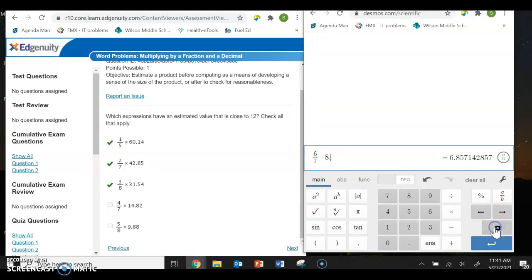Here's one where you have to check multiple answers. Which expressions have an estimated value that is close to 12? Again, you're going to take every single one of these and put them in the calculator to get your answer. So 1/5 times 60.14, that equals 12.028. So yes, that is going to be checked because it is close to 12.